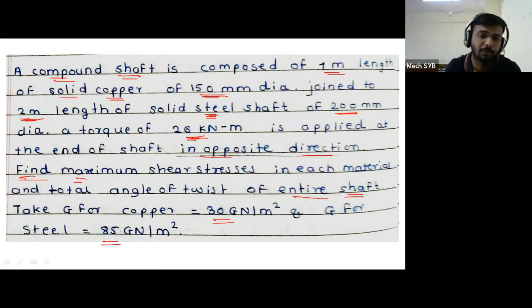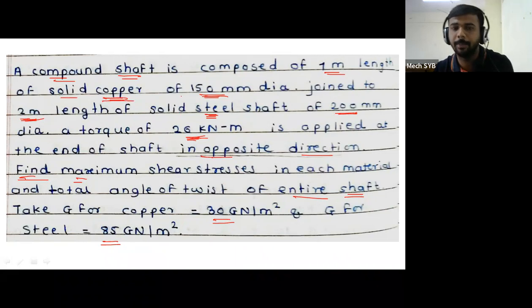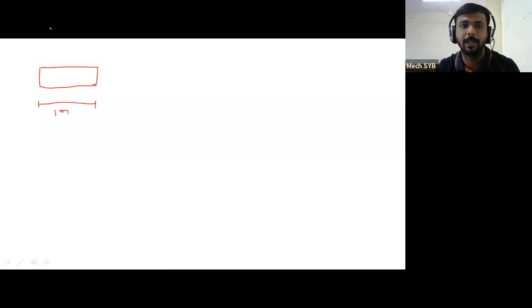So first of all, we have to draw the figure. See, two shafts are there which are connected to each other. What is the first shaft? Copper. Length of copper is 1 meter and diameter 150. See, this is the copper shaft. Okay, their length is 1 meter and diameter 150 mm. Fine, and this is copper.